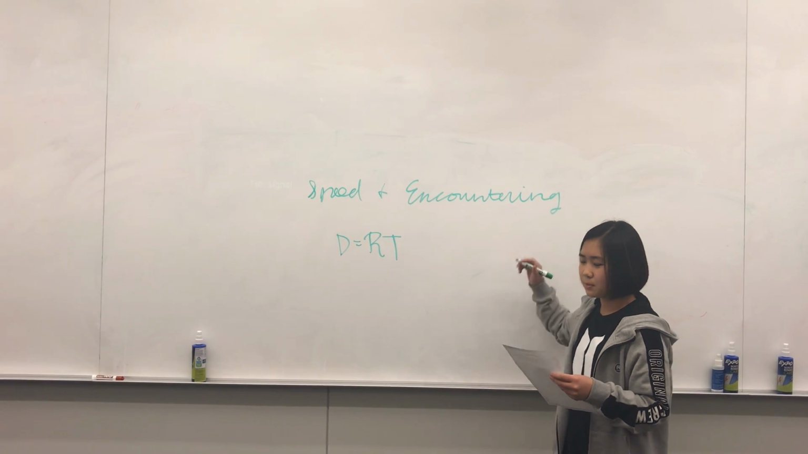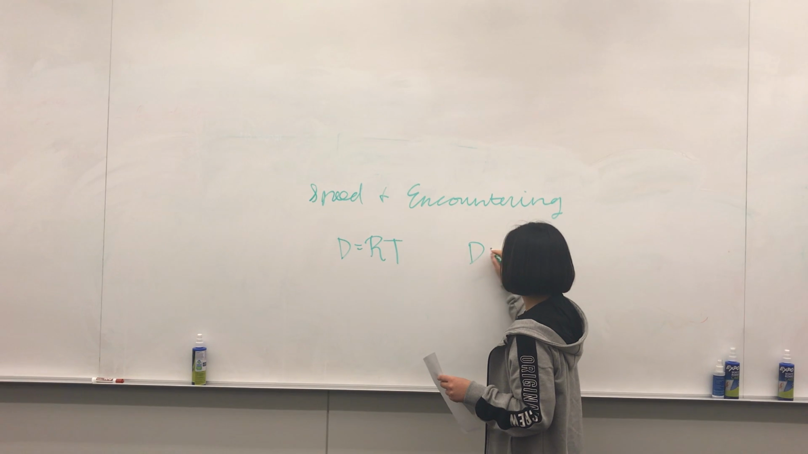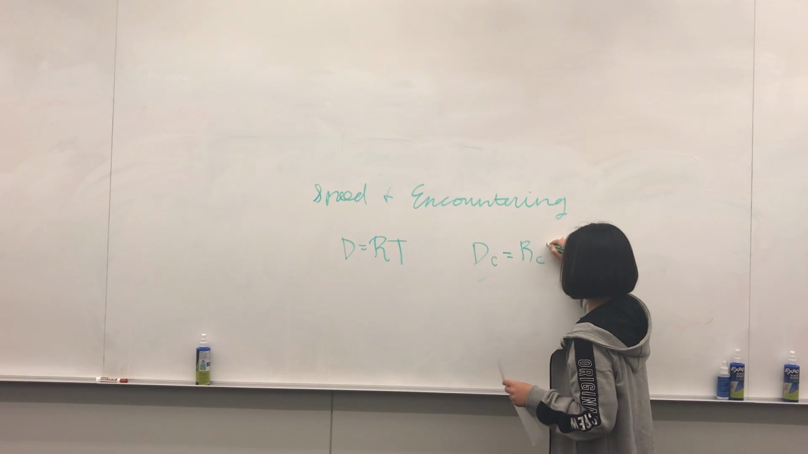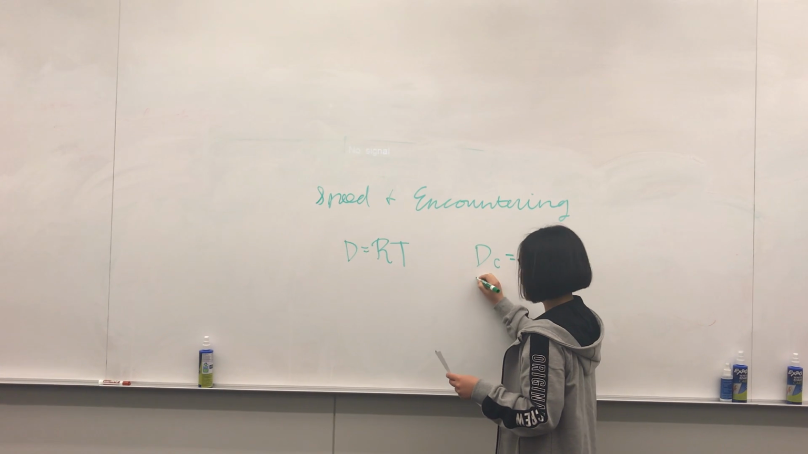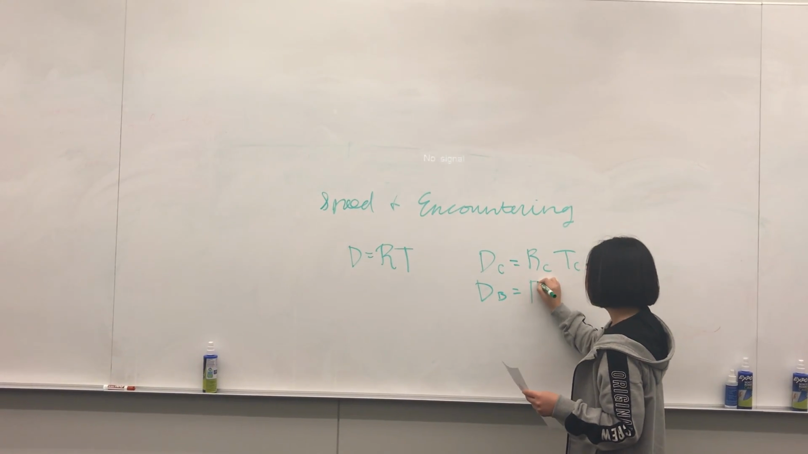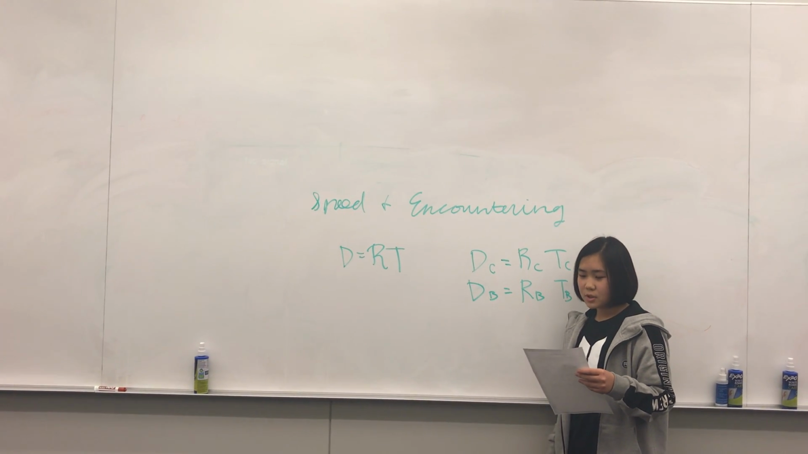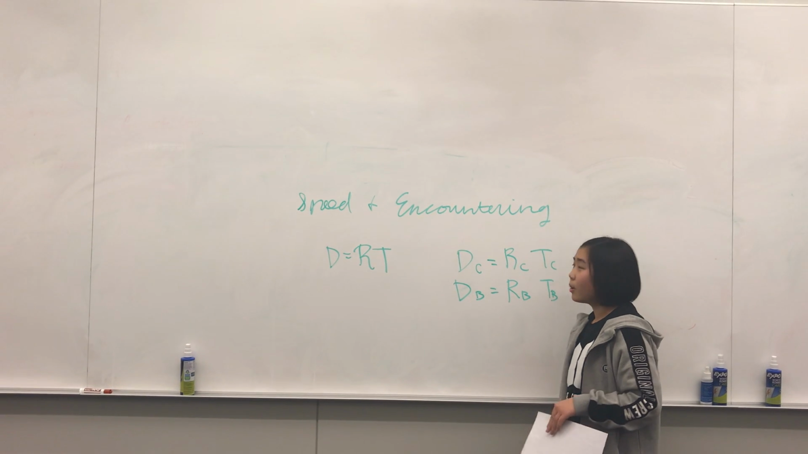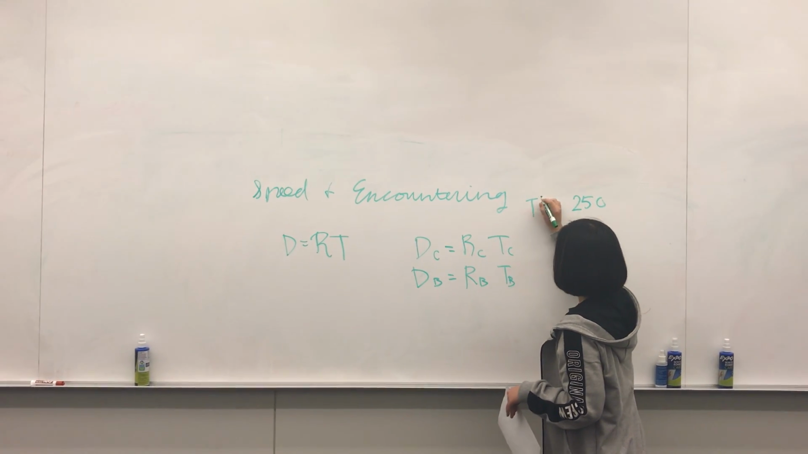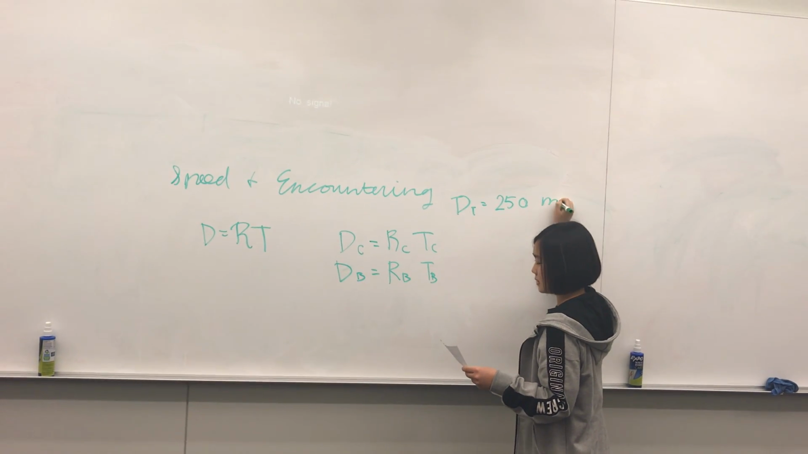So Charles and his brother, so those are your two objects. So let's write two equations. dc for Charles is equal to rc times tc, and his brother, so I'm going to put b for the brother, db is equal to rb times tb. So they were 250 meters apart in the park. That means the total distance is equal to 250 meters.